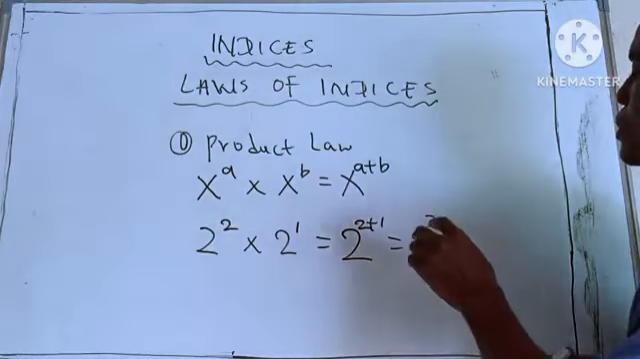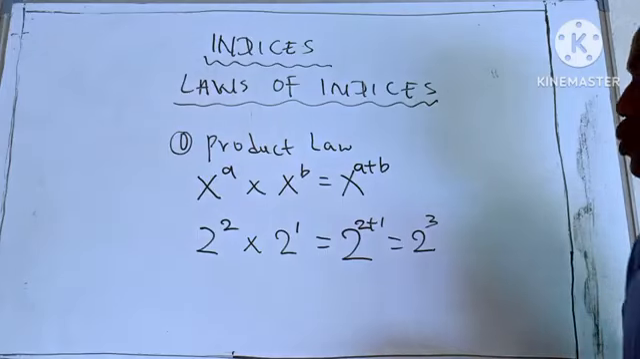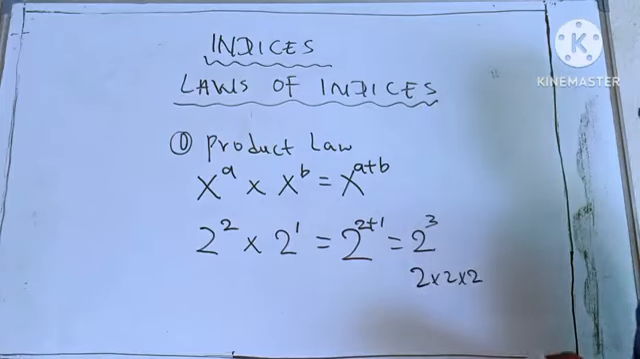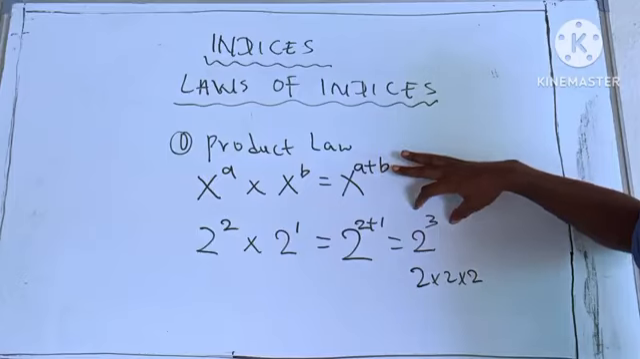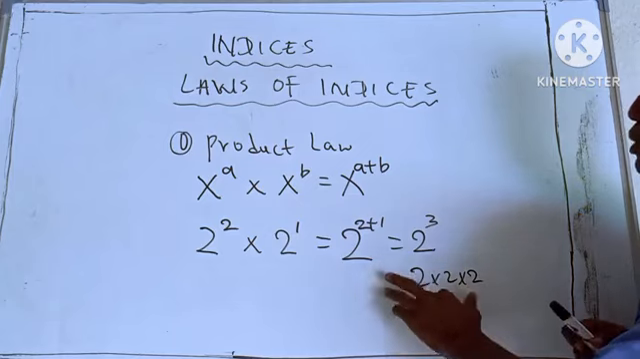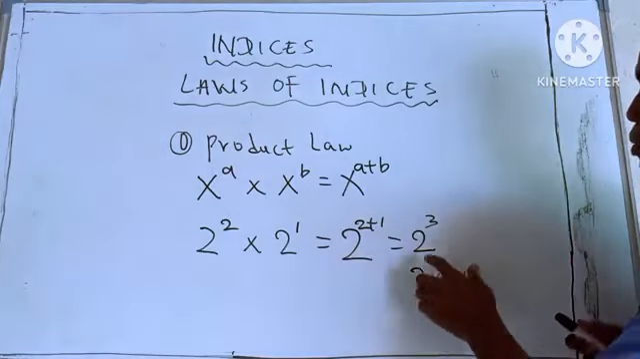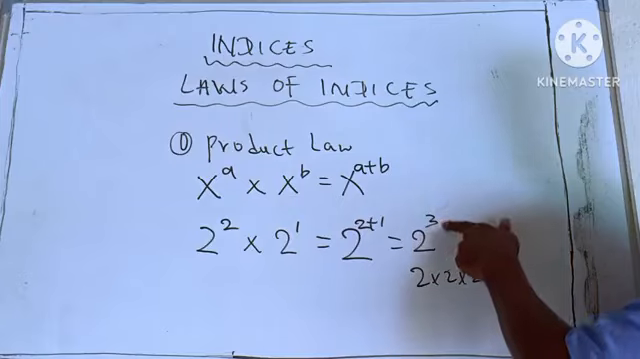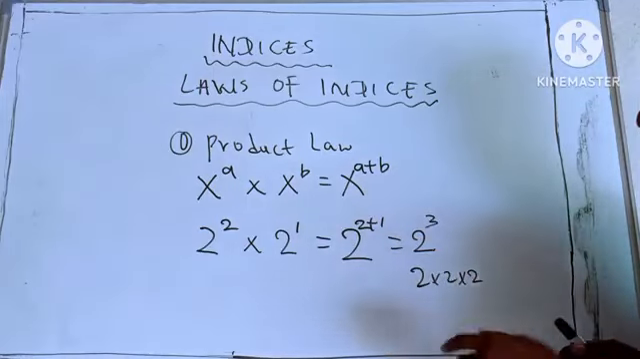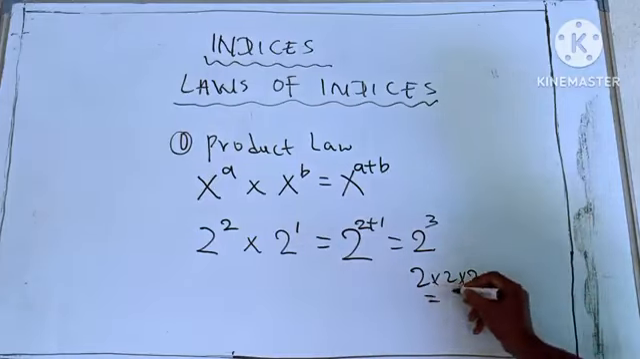Are you getting it? Now, you can leave it in this index form, or you can change it to 2 times 2 times 2. Since the index number here is 3, we have raised to power 3. So if you want to change it to a normal number, what you need to do is to multiply this base number 3 times. Look at it, we have 2 raised to power 3, so you multiply this base number 3 times. It will now be 2 times 2 times 2. If you press your calculator, it will give you 8.